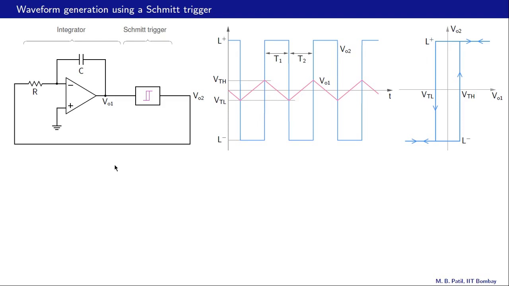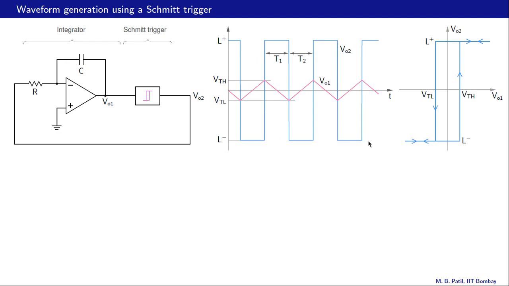Here is another oscillator circuit that uses a Schmitt trigger. It has an integrator and a Schmitt trigger connected in a circular fashion. That is, the output of the integrator goes as the input of the Schmitt trigger, and the output of the Schmitt trigger is the input of the integrator.